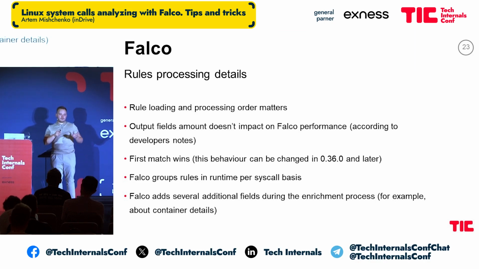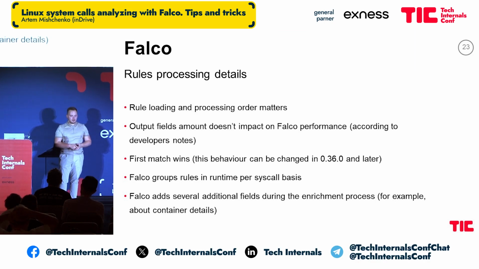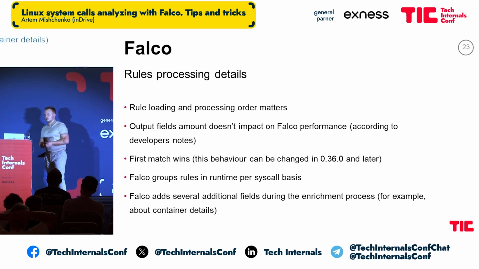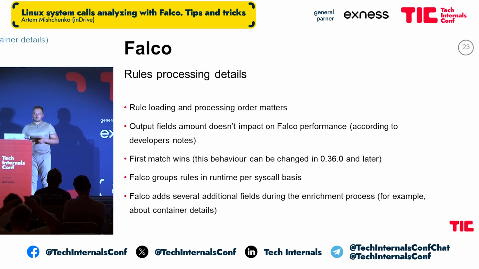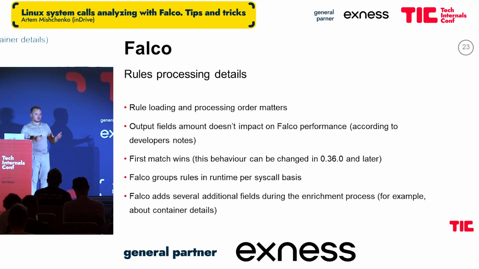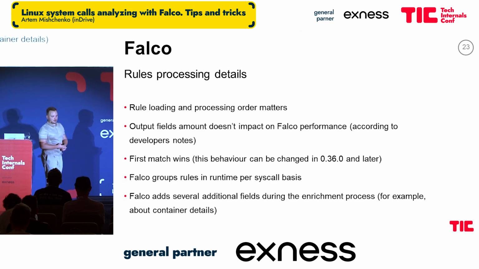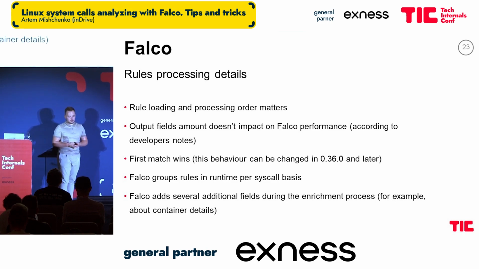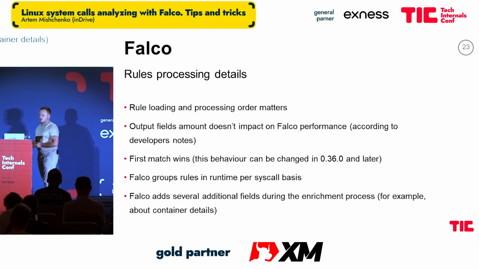It will send it only through the group of rules with the same system call mentioned. So that's why it's quite important to mention syscalls or syscall groups in your rules, because of the opportunity to reduce additional resource consumption. And Falco, as I mentioned, adds some context through an enrichment process.